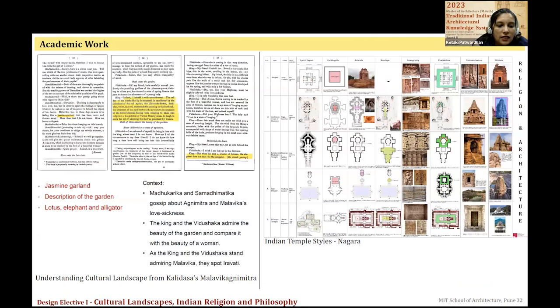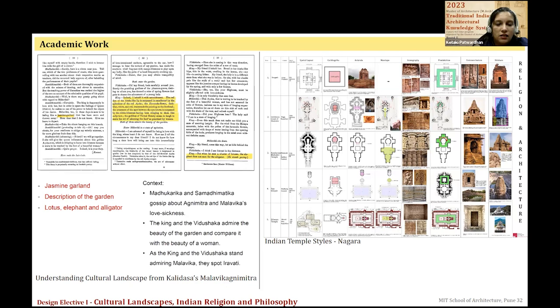Now, these are the kind of works that our students have done in the electives. So in cultural landscapes, we actually read works of Kalidasa. And here what you see are the Malavikagnimitra excerpts, where mentions of cultural landscapes have been found. Having given a basic and detailed understanding of cultural landscape, when the students started reading the translated versions of Kalidasa's work, they could actually connect the ideas of cultural landscape to the poetic writings of these great poets.